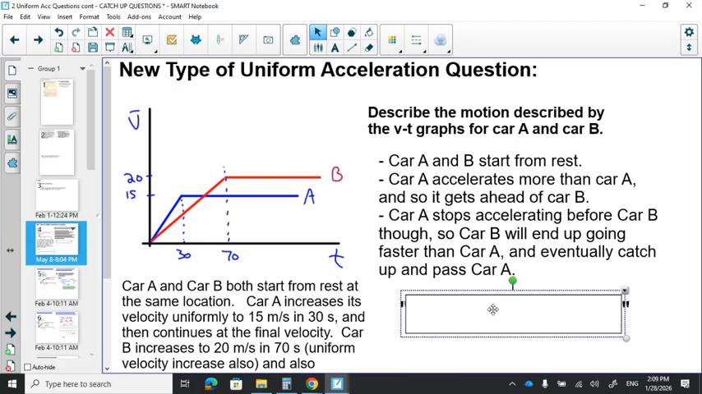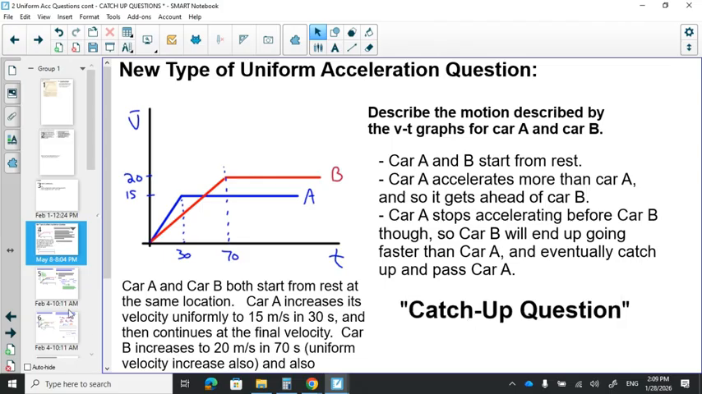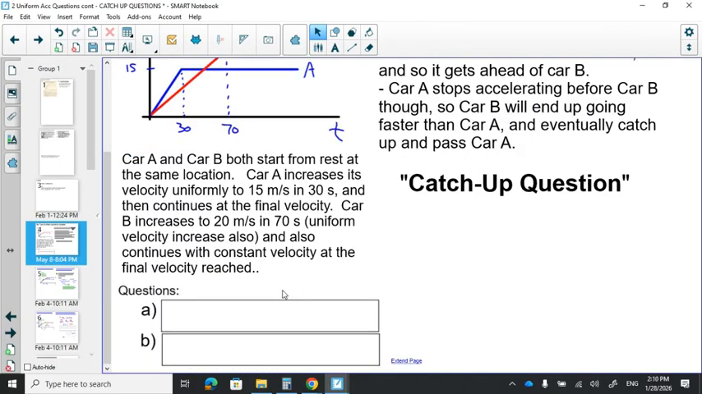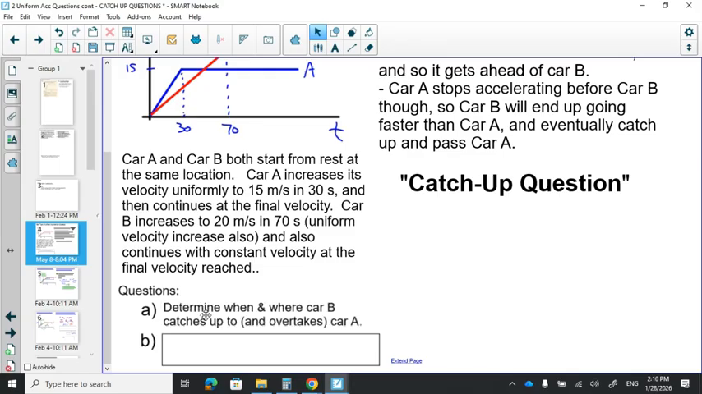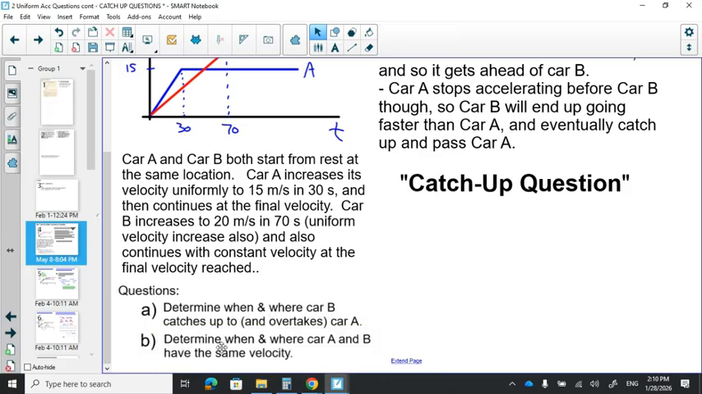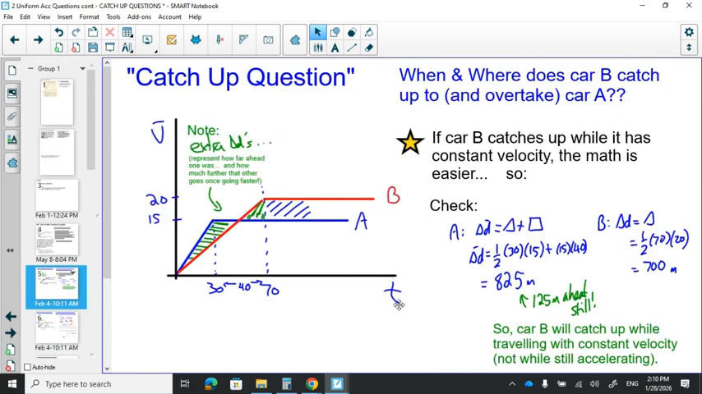So these are catch-up questions, okay? So we're looking at how to work through catch-up questions. Typical questions are, determine when and where car B catches up and overtakes car A, when they're at the same spot, or back to the same spot, you might think of it as. And then we can also look at when they have the same velocity. So we'll tackle the spot first.